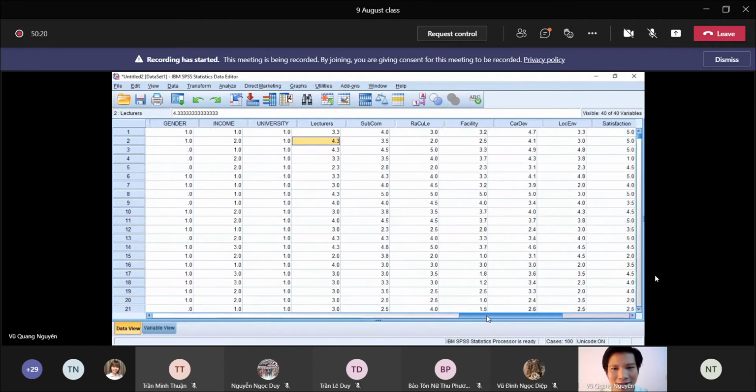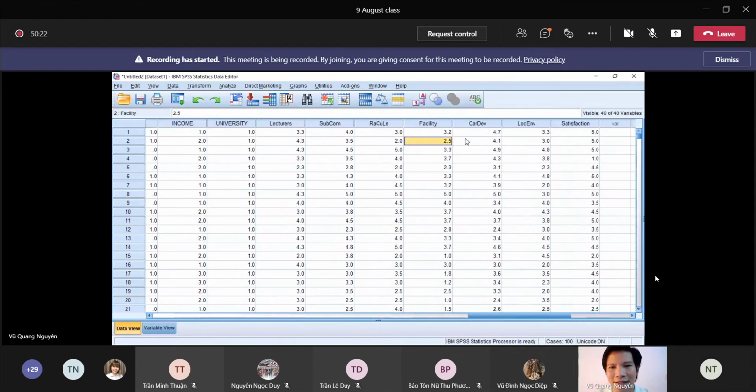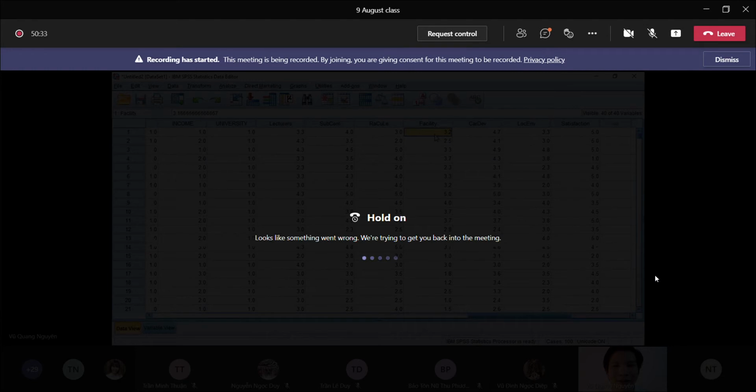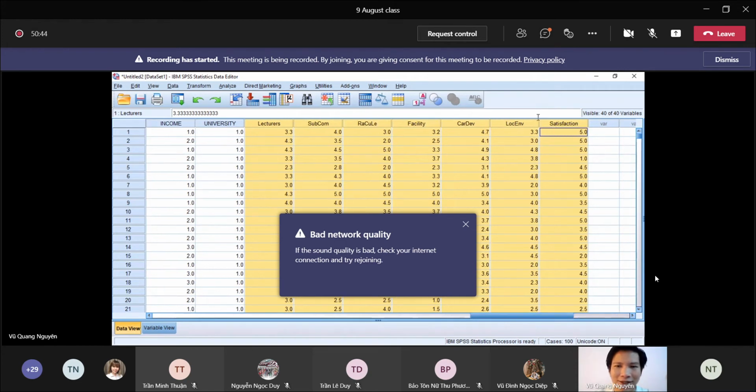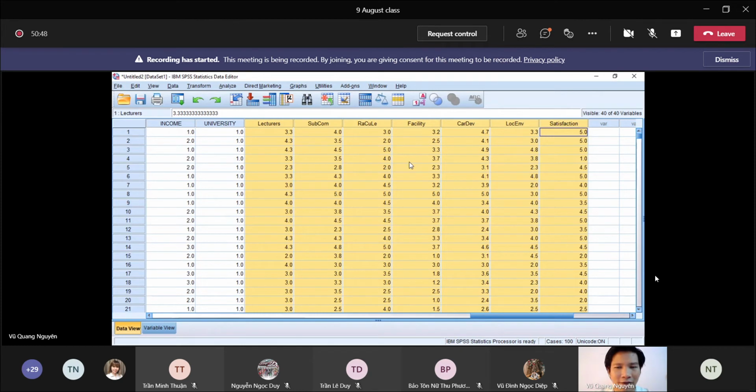Okay, and the same thing for facility. So that's why you see facility too. So those are just in people. Okay, satisfaction is also in people's mind. So 7 dimensions in people's mind. Now we use those things to do the segmentation.